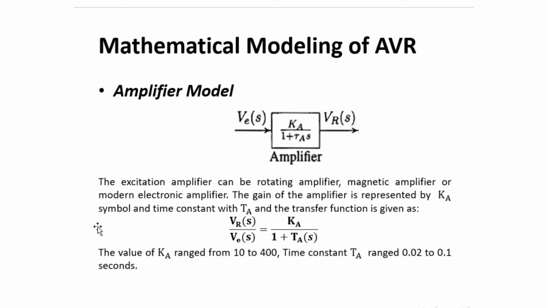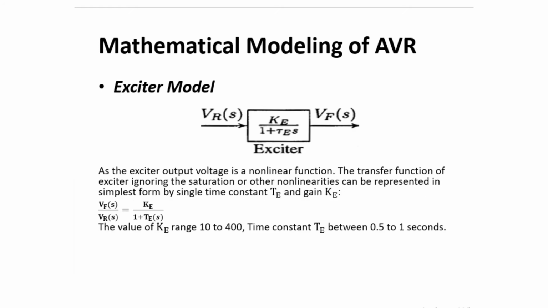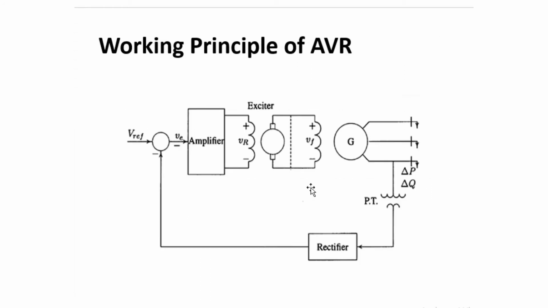So students, next we will go towards the exciter model. In the figure we can see that for the exciter system, the output is Vf and the input is Vr, which is coming from the output of the amplifier. It becomes the input for the exciter.